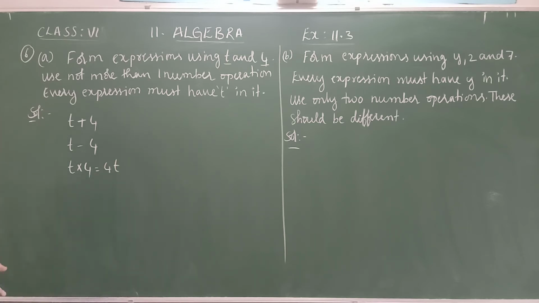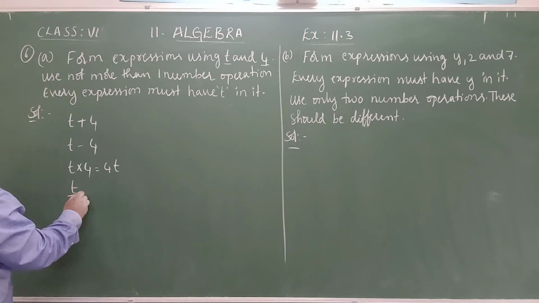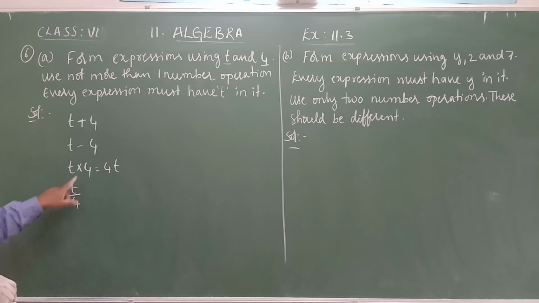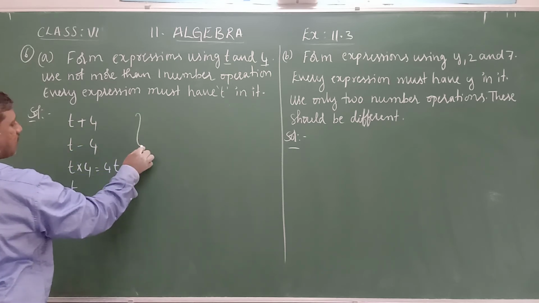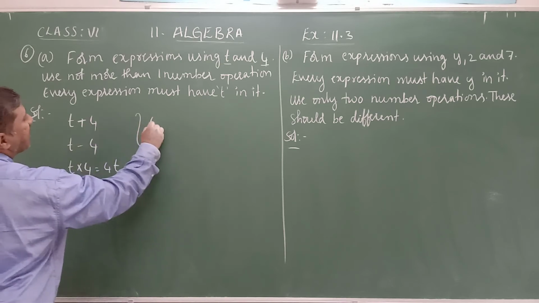4 into T or T into 4. Then for division, it is T by 4, which means T divided by 4. 4 into T or T into 4 is multiplication. T minus 4 is subtraction. T plus 4 is again addition.